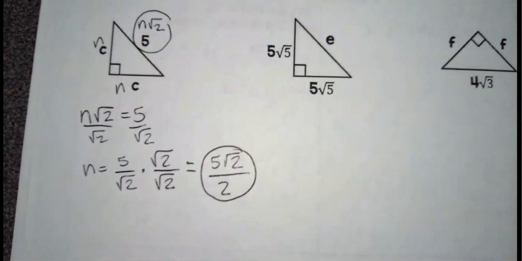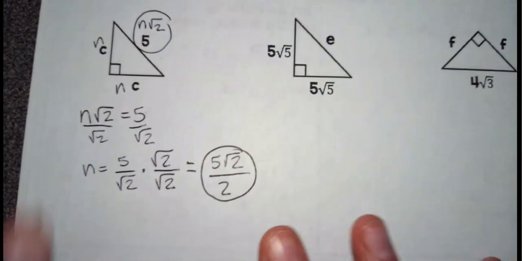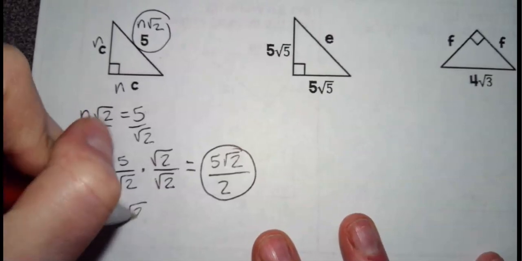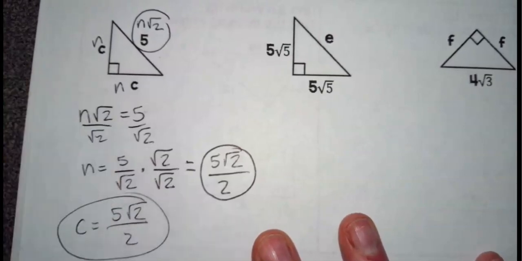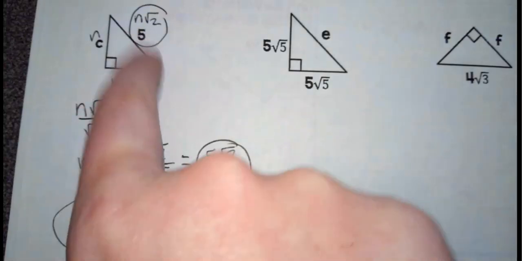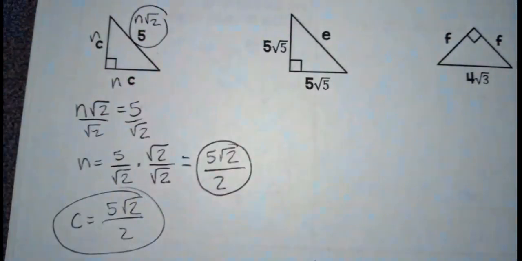Okay? And then you are done, because both of these sides, C is going to be 5 square root 2 over 2. So that is your final answer. So yes, this is confusing. It's a little bit challenging. Anytime you have a whole number on the hypotenuse of a 45-45-90 triangle, you are going to have to do this and rationalize the denominator. Okay? When there's a whole number on the hypotenuse, that's when you'll have to do that.